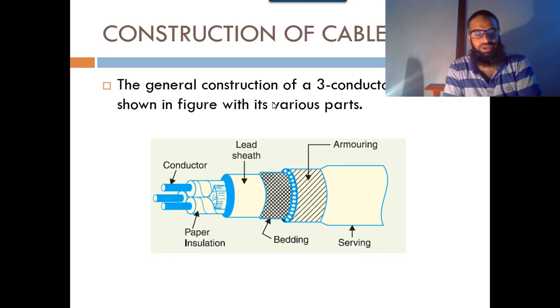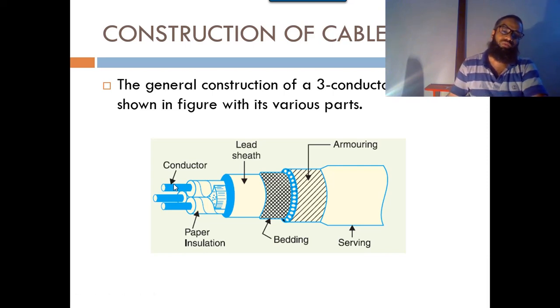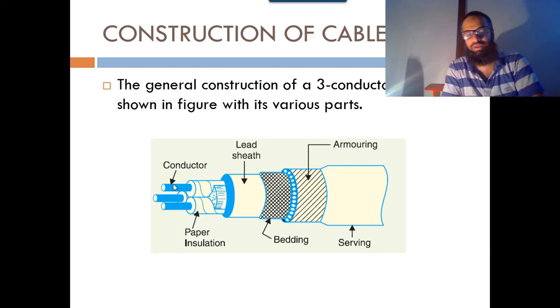Now, the construction of the cable. If you see this figure, there are many layers in the cable. The first layer is the conductor, where we normally have two possibilities: multi-core or single core. In the multi-core mechanism, we normally transmit three or four wires, three for the phases and the fourth one for the neutral.